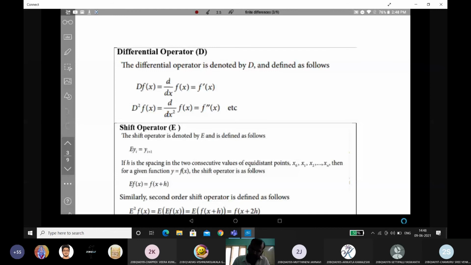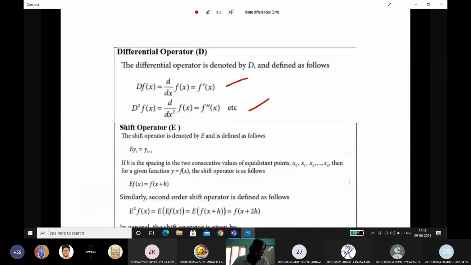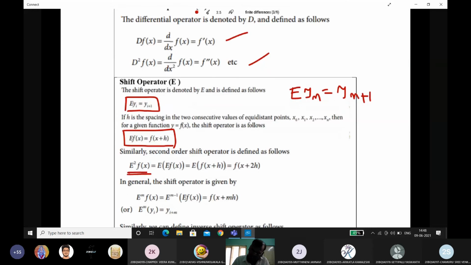And see this one, differential operator D, f dash of x, second order this one, and shift operator that you have to use today, this one, E of yn is equal to yn plus 1. This is the formula. There we have to write in the terms of f. E of f of x is equal to f of x plus h. E square is equal to, see all of you, E square f of x is equal to f of x plus 2h. In general, E of ym is equal to this one.